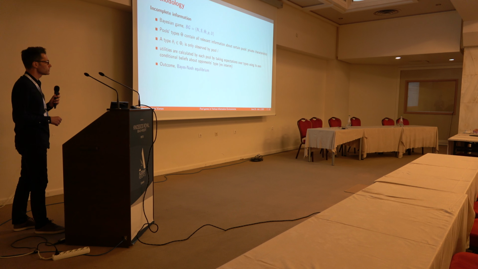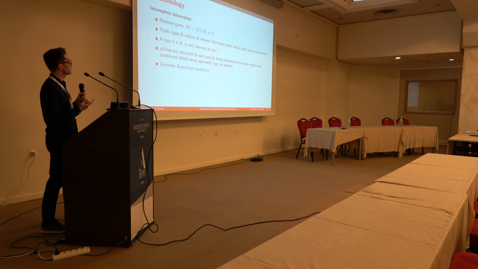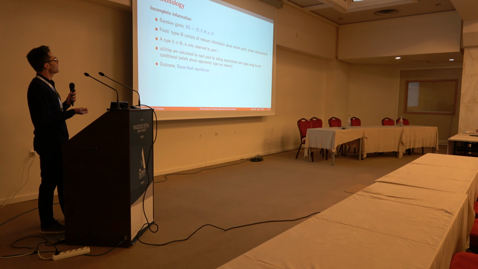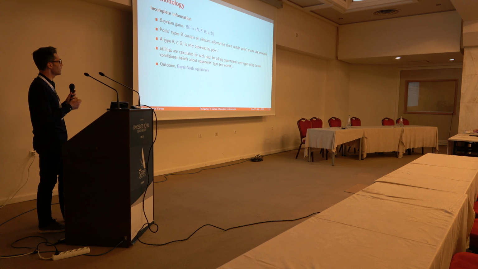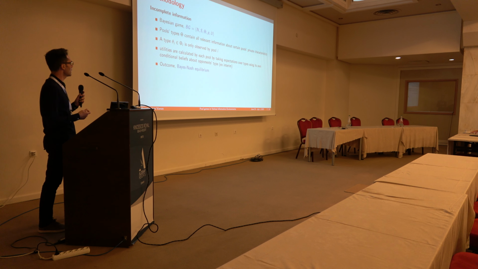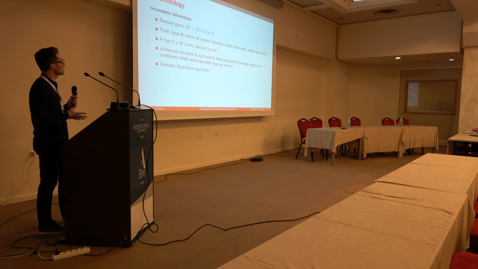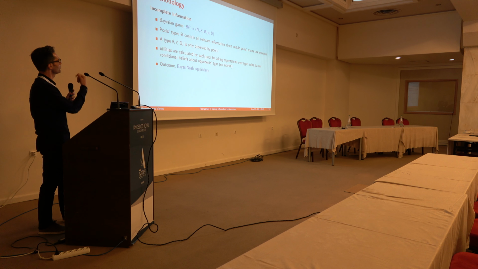In the case of incomplete information, the normal form game can be articulated as a Bayesian game, plugging in two more concepts. One is the types of the pools, where a type contains private information that an individual pool has about the interaction, and this type is observed by a specific pool. The utilities are calculated by each pool by taking expectations over the types according to their own conditional beliefs, meaning the conditional beliefs derived from the types.